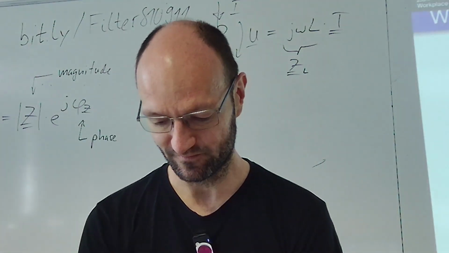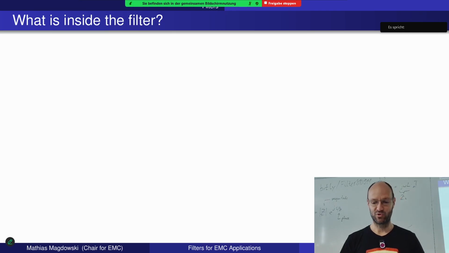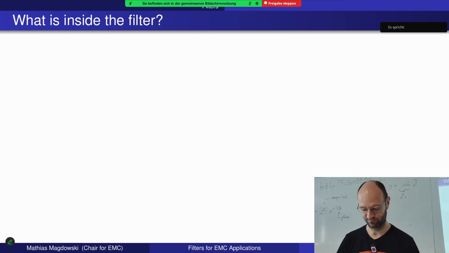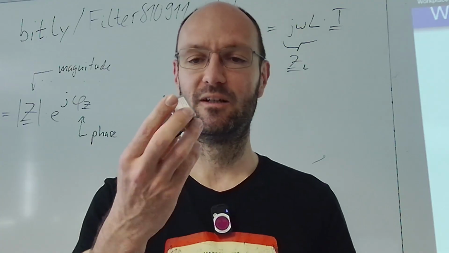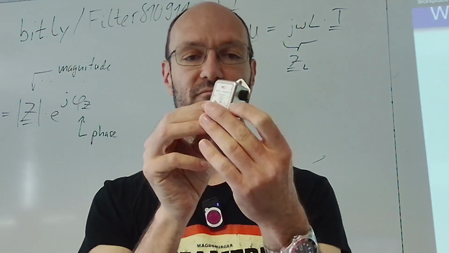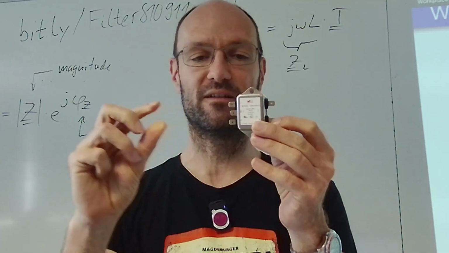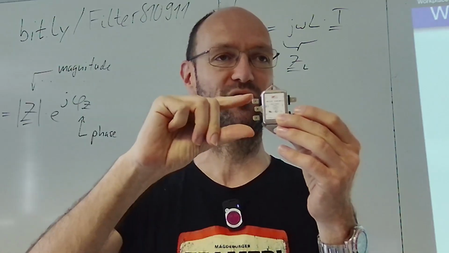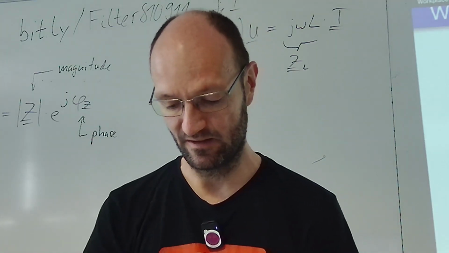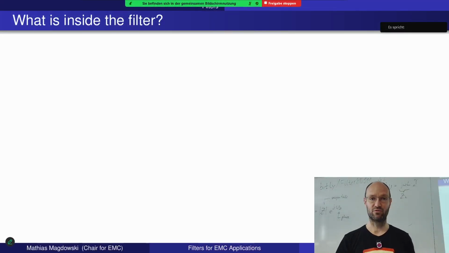So if I share my screen, now the question that we are trying to solve is what is inside this filter, right? Remember that in the lecture we had this filter from Würth Elektronik, and using my Analog Discovery 2 impedance analyzer, we measured impedance from this side with this port open and short-circuited, and impedance from the other side with this port open and short-circuited. And so now we are trying to find out what is inside this filter.